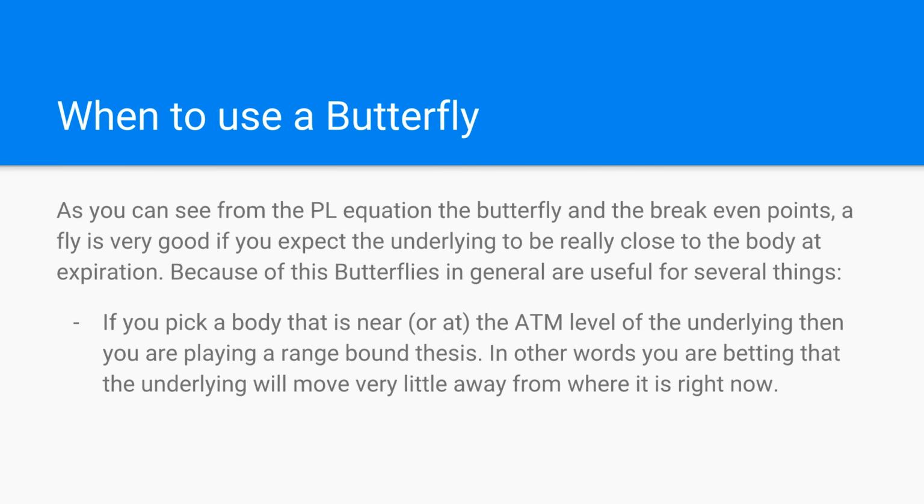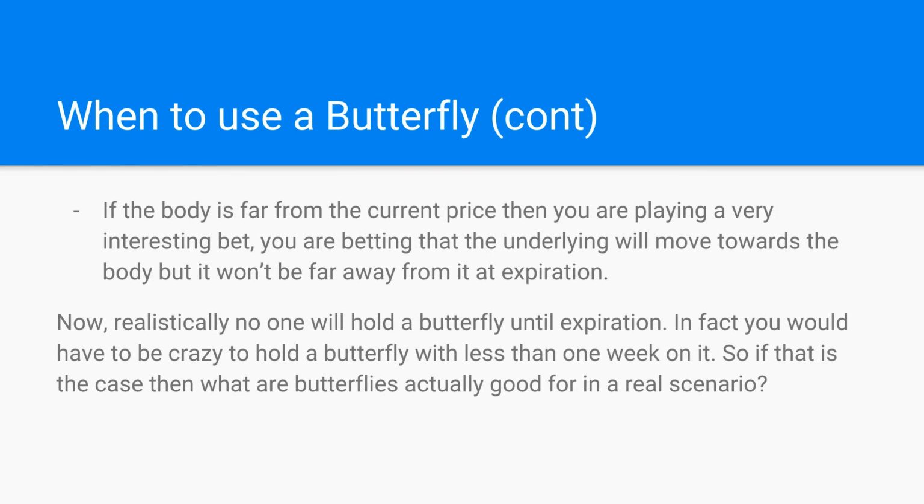If you have a thesis that calls for the underlying going nowhere, for instance GDX, which has been in a certain region for such a long time, butterflies could have been the perfect trade for the last month, I guess. Another way of trading butterflies is, okay, let's pick the body really far away from the current at the money level. In this case, the bet becomes the one that I described earlier: a bet that somehow the underlying will move towards your target, and then it will kind of stick around there.